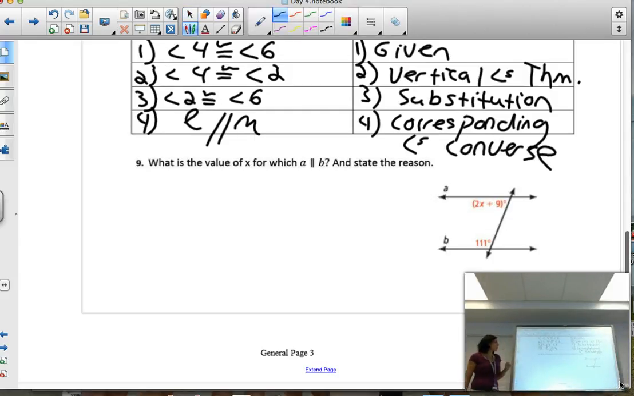So if we look at this picture, it says, what is the value of x for which A is parallel to B, and state the reason? What kind of angles? Same side interior. 2x plus 9 and 111. Same side interior. And what's special about same side interior? They're supplementary angles.